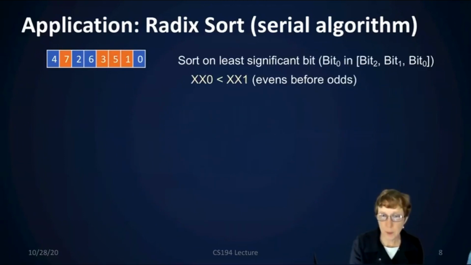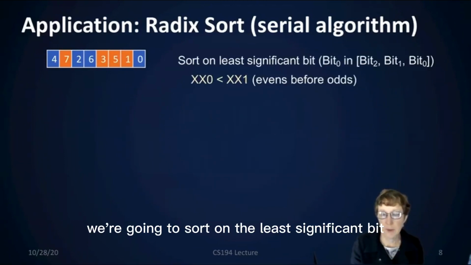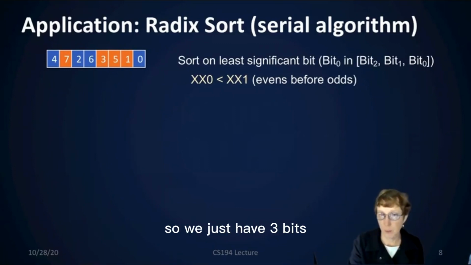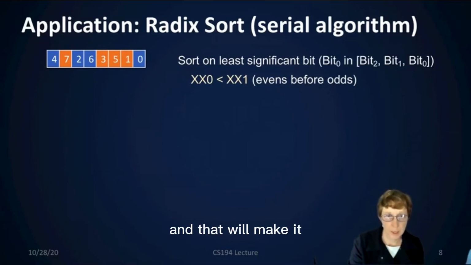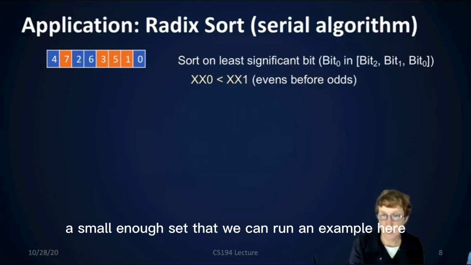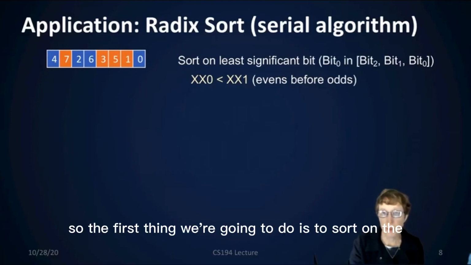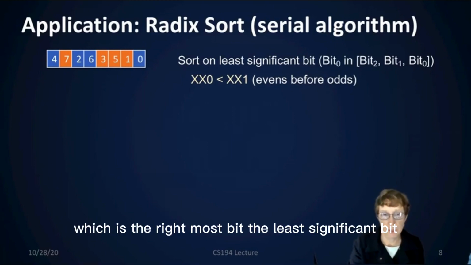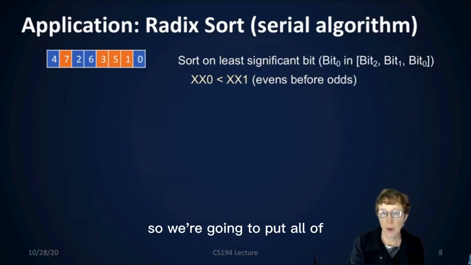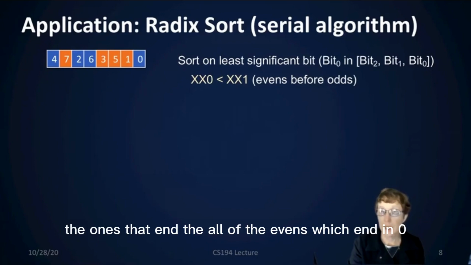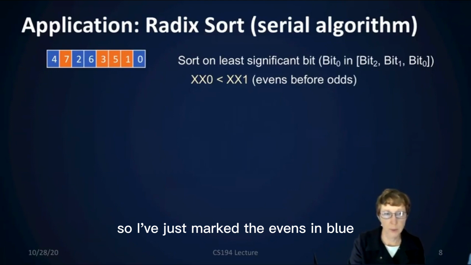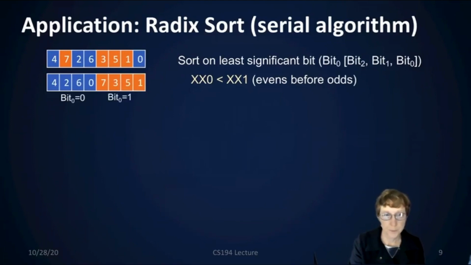Okay, so we're going to sort on the least significant bit. In this case, we just have the values 0 through 7, so we have just 3 bits in all of our keys, which makes it a small enough set that we can run an example here. The first thing we do is sort on the 0th bit, the rightmost bit, the least significant bit. We put all of the evens, which end in 0, before all the odds. I've marked the evens in blue and the odds in orange.